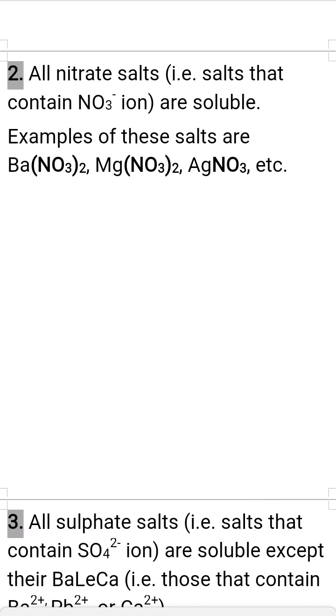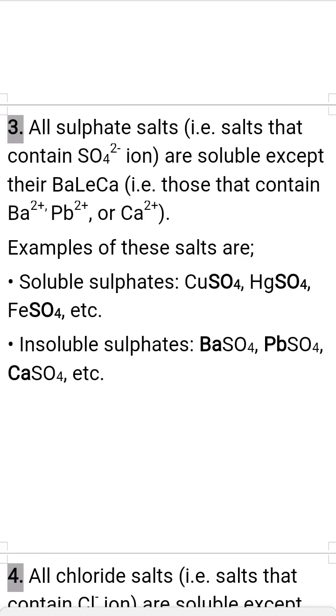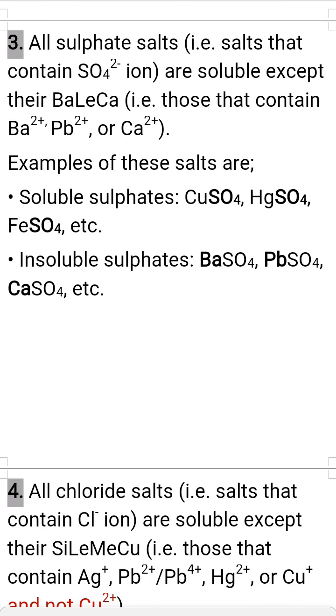And so again, examples of these salts are barium nitrate, magnesium nitrate, silver nitrate. You can see the nitrate group in each of them. We now make progress to number 3. Number 3 says all sulfate salts are soluble except the BaLeKa. Take notes, we have exceptions for these.